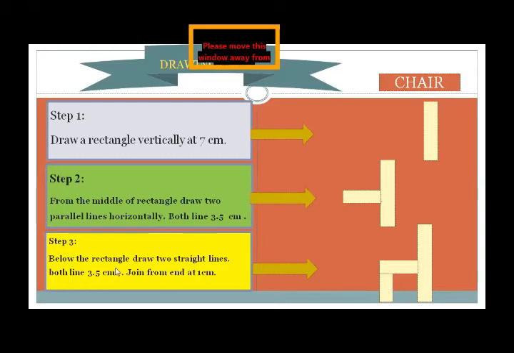And the third one, step number 3. Below the rectangle, draw two straight lines. Both lines 3.5 centimeter. Join from the end at 7 centimeter. Got my point? I am talking about this one.